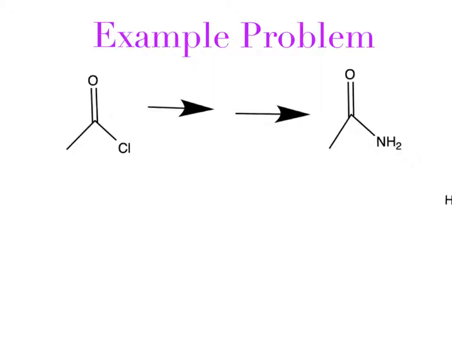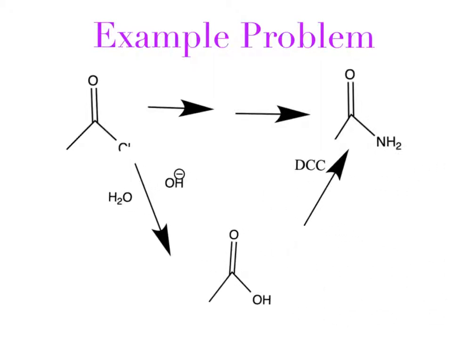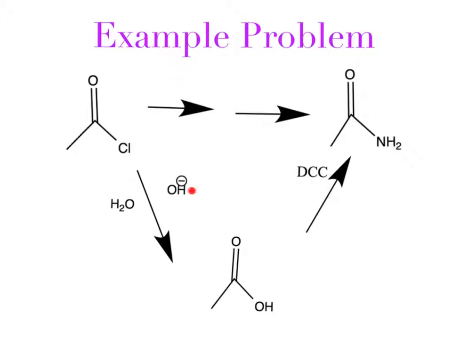So now we'll look at a sample problem. This is a synthesis problem, and I encourage you to pause the video and see if you can do it on your own, and then I will explain it. So basically, we first use hydroxide and water, which then forms our carboxylic acid, and to get from a carboxylic acid to this amide group over here, we use what we've learned in this video, which is using DCC to do this in one step.